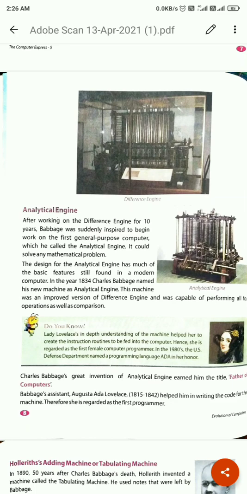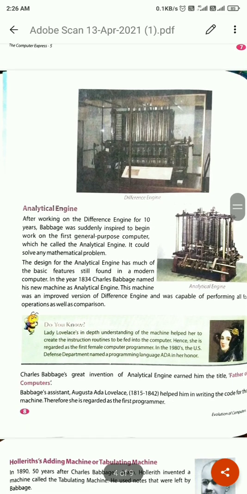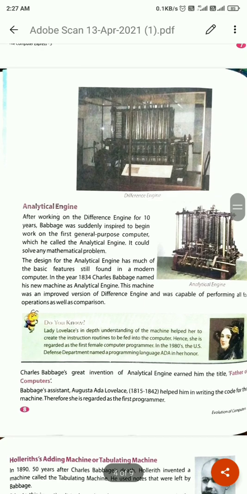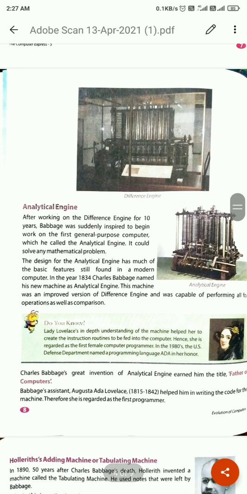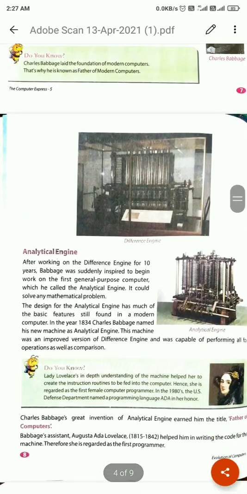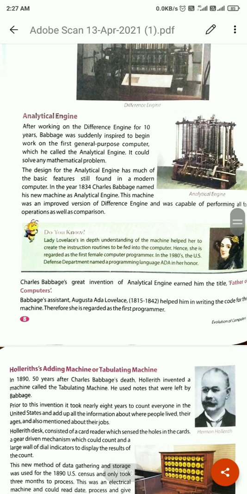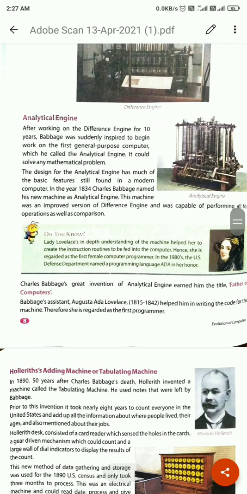This machine was an improved version of the difference engine, an updated version, and was capable of performing all operations as well as comparisons on the arithmetical digits. Charles Babbage's great invention of the analytical engine earned him the title father of computers.